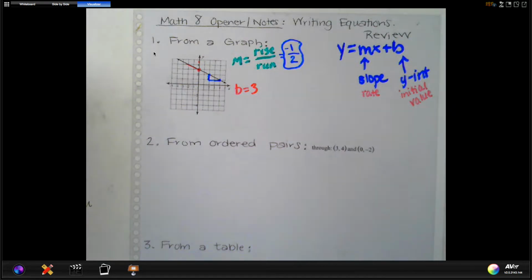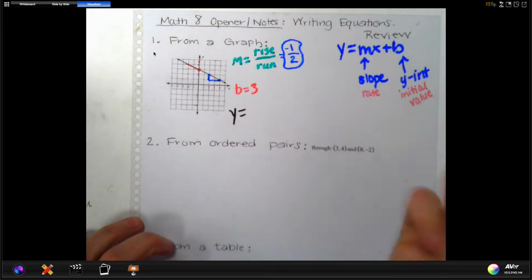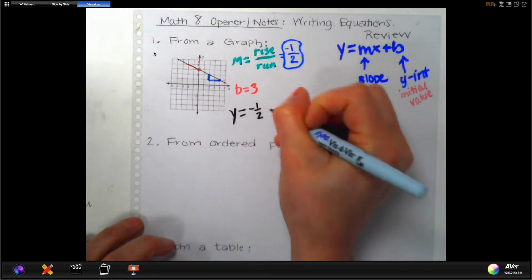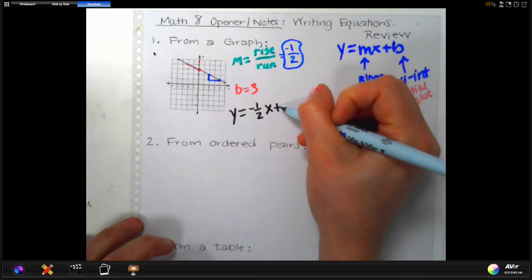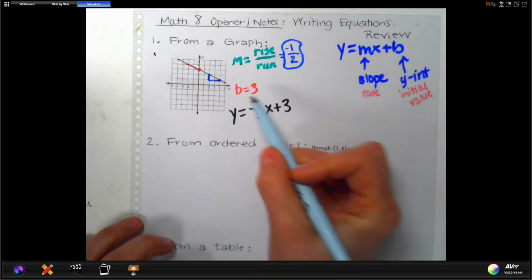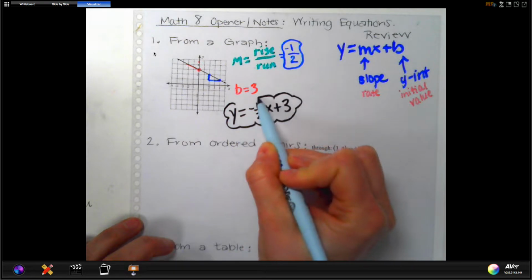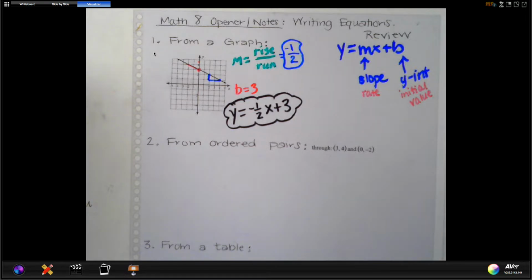Now, the answer to this, the equation we would be looking for, is y equals, and instead of writing m now, we're going to write the number we found, -1/2 x, and then instead of writing b, we'll write the number we found there, so +3. We use plus because that was positive. And this is our equation from a graph. Okay, so that's one thing we want to review.